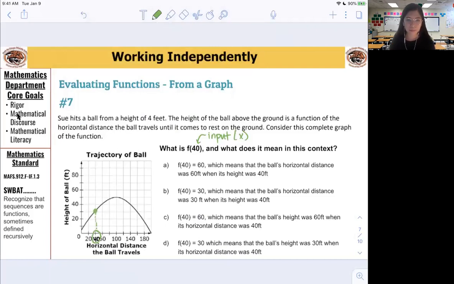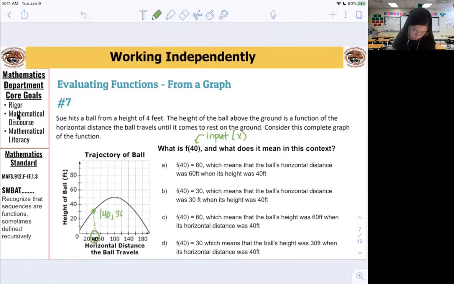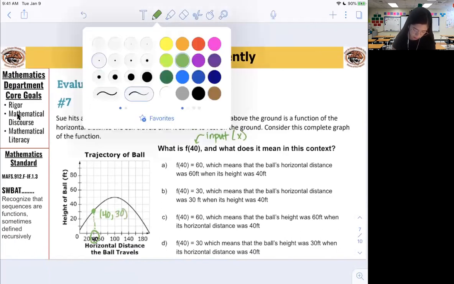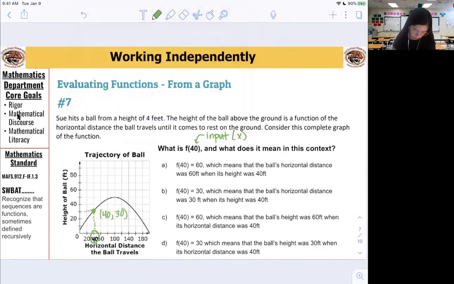So I'm going to look at that 40, and I'm going to go up and see what point I'm at. And here I'm at 40 comma 30. Because if I look over at my y-axis, so now I'm going to look over to the left, and I see that my point is located on the 30. So my input is 40, my output is 30. So that means that f of 40 equals 30.